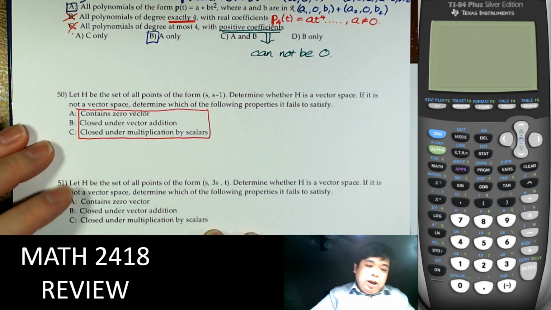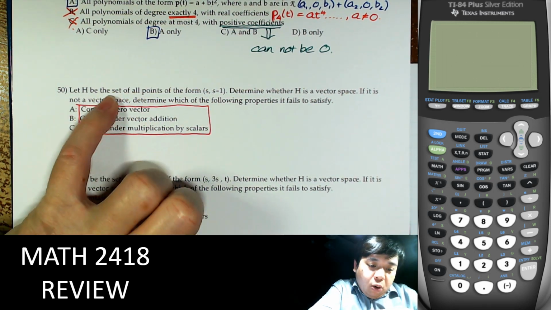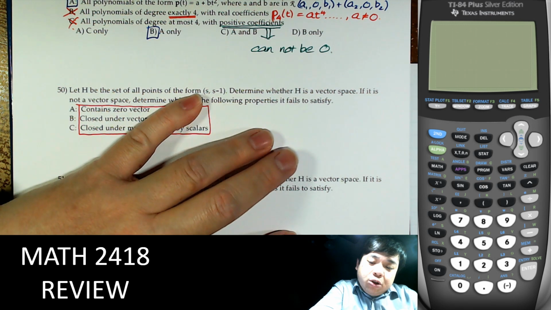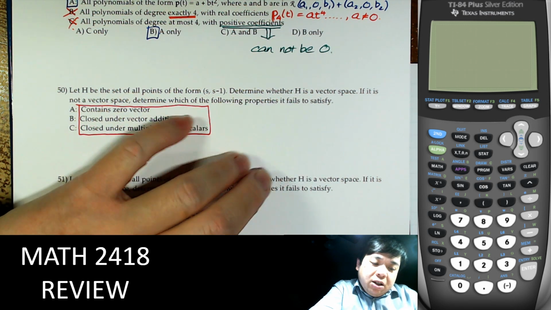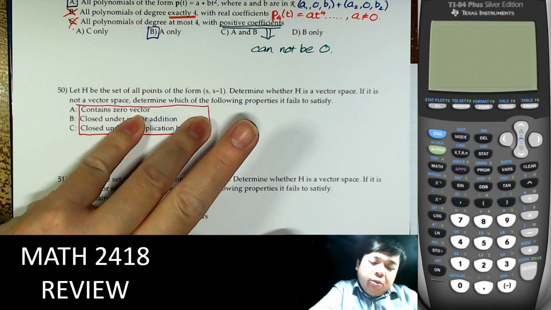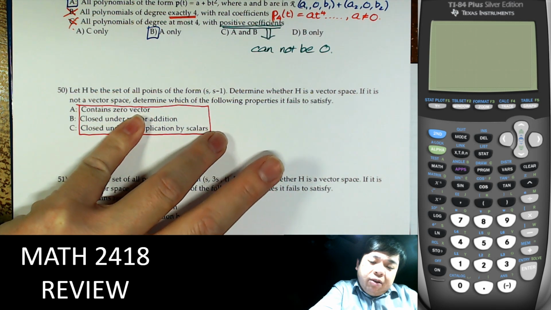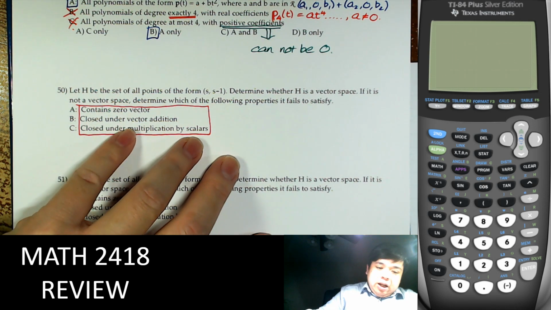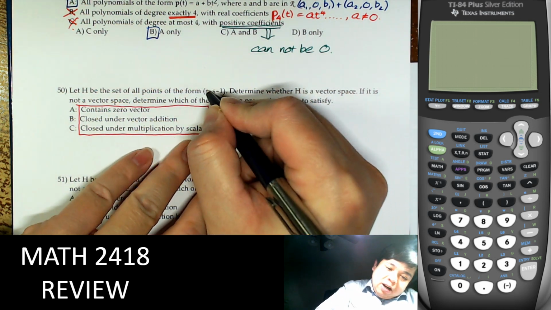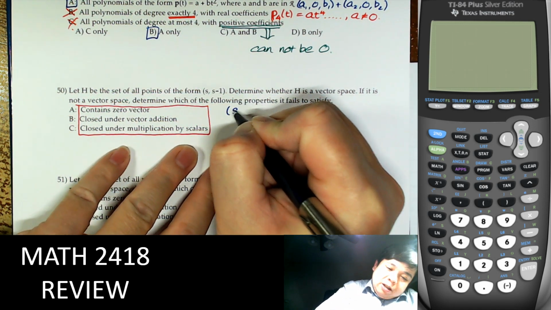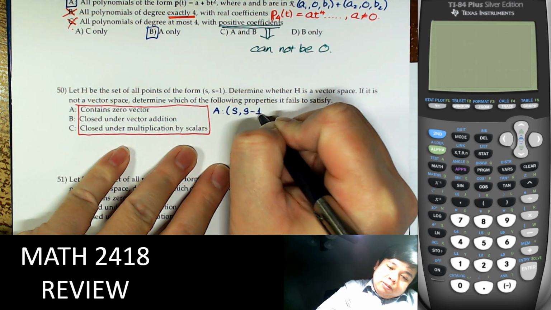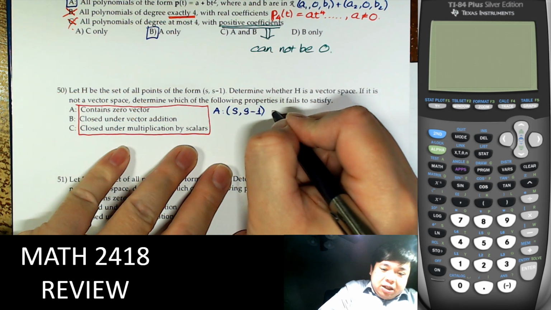Right. Next, let H be a set of all the points in this form. Determine whether H is a vector space. If it is not a vector space, determine which of the following properties fails to be satisfied. Does it contain a zero vector? Now if we have the vector of the form S and S minus 1, I'm talking about the first one here, can it be 0?